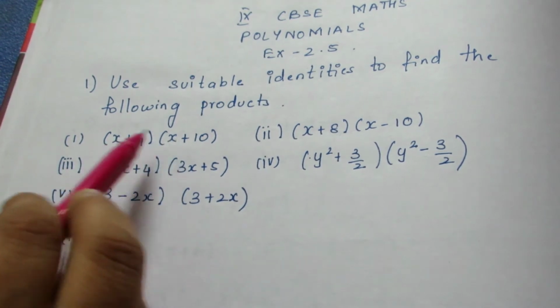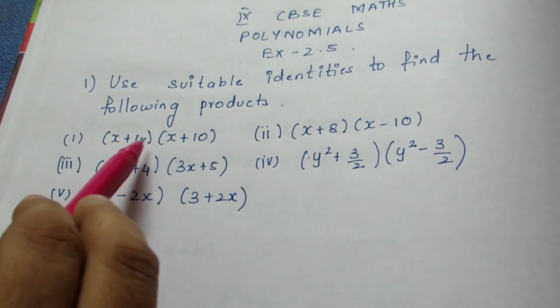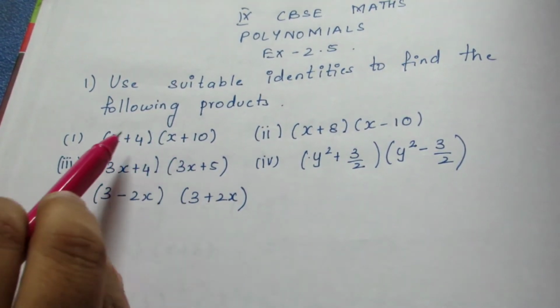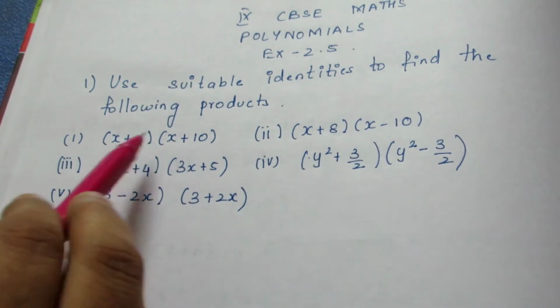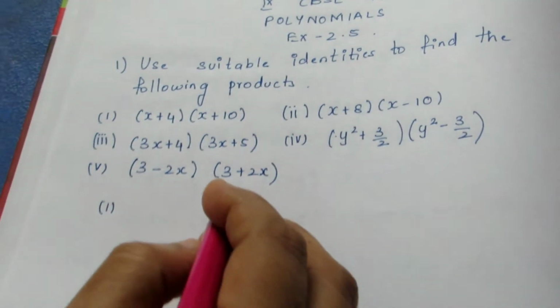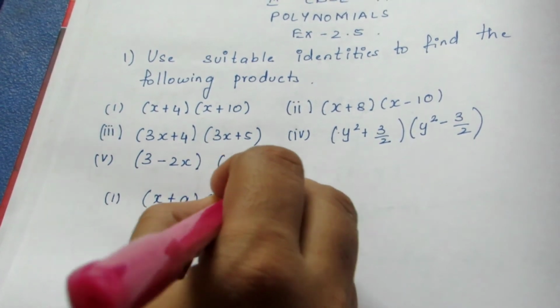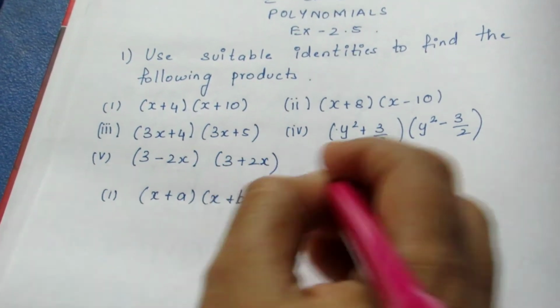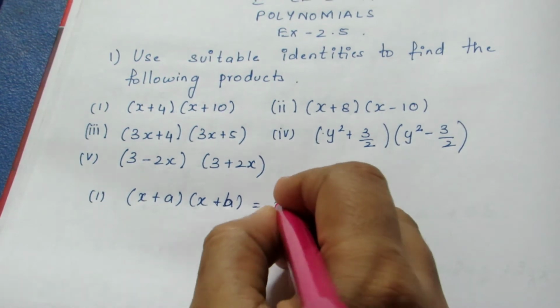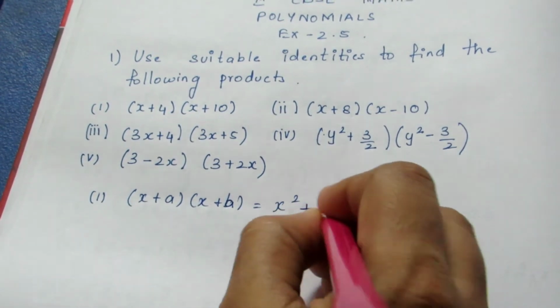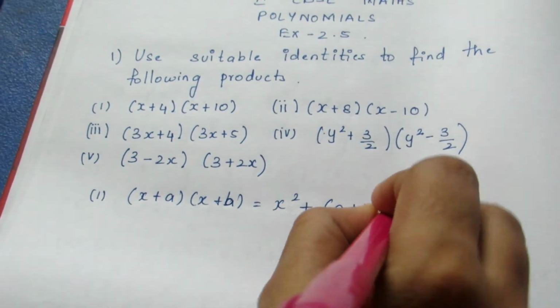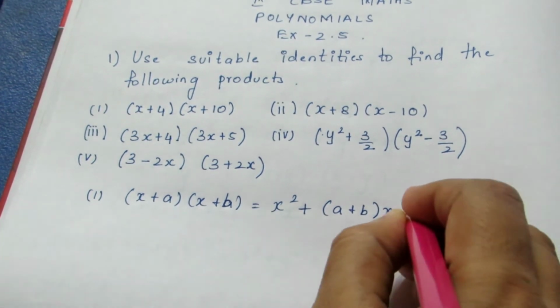Here the first element is the same, the second one is different. So think of a formula where the first one is same and the second one is different. The identity will be x plus a into x plus b. Always write the identity first, which is x square plus a plus b into x plus ab.